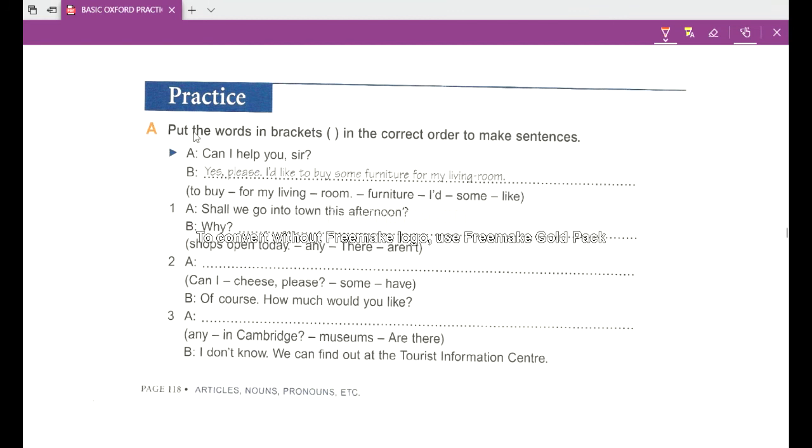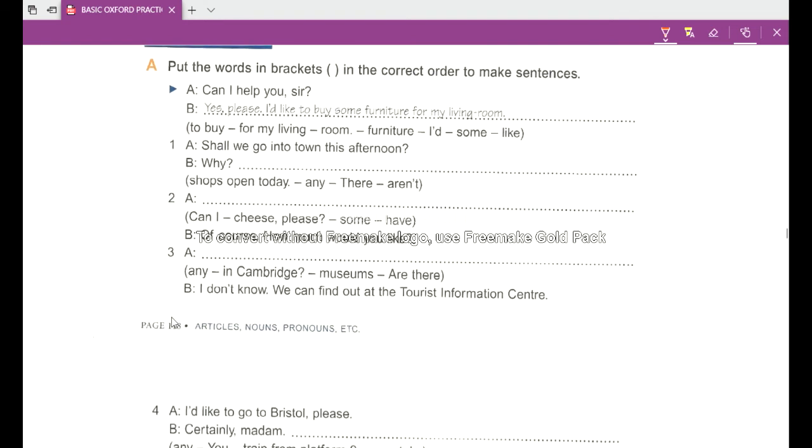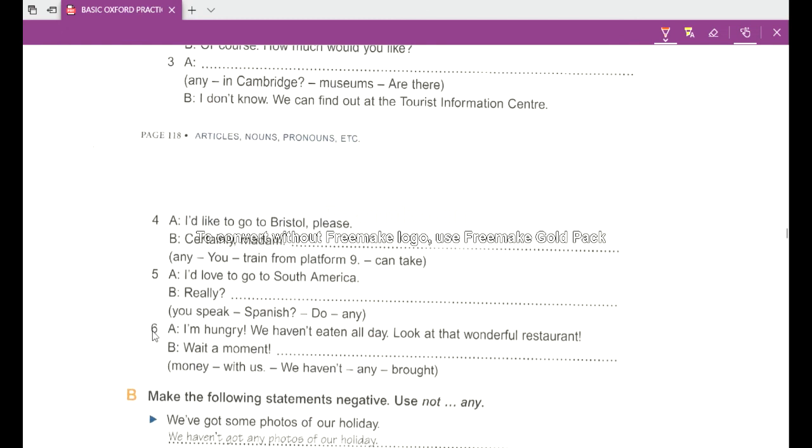I have put the words in brackets in the correct order to make a sentence. Can I help you, sir? Then we have here: to buy, for my living room, furniture, add some. So in the answer we have: yes please, I'd like to buy some furniture for my living room. Then: shall we go into town this afternoon? And here I have why. We have to put these words in order just to make a sentence, from 1 to 6.